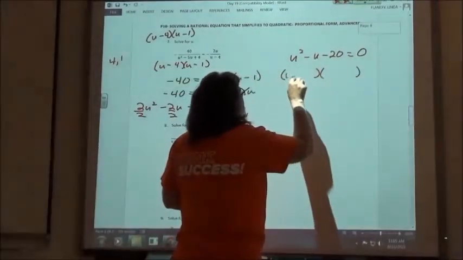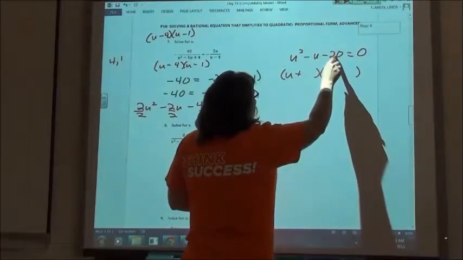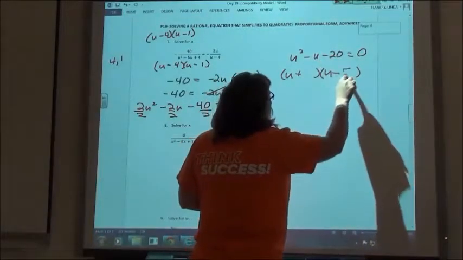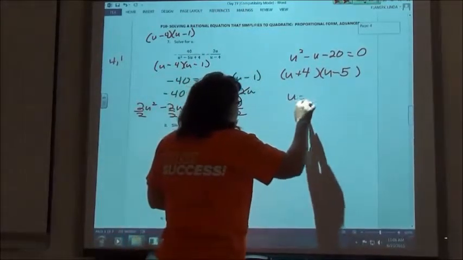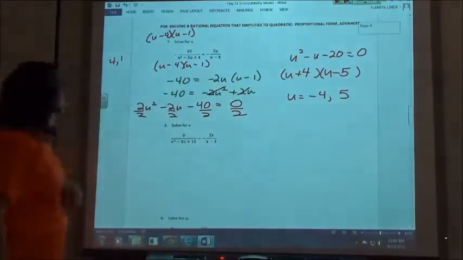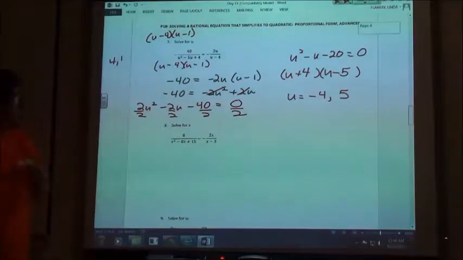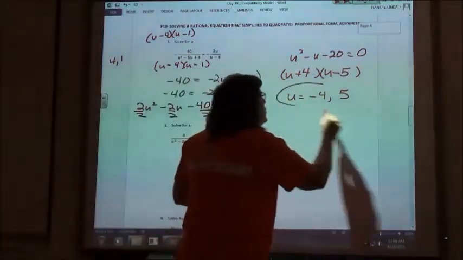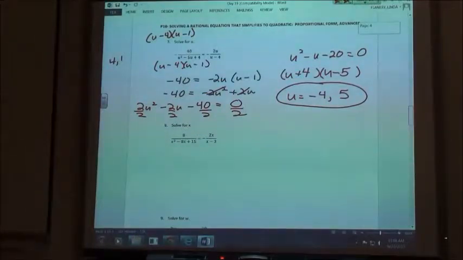So factoring u and u, a plus and a minus. Factors of 20, I want a minus 1, so I'd have to have a minus 5 and a positive 4. Which means my two possible answers are negative 4 and positive 5. I had 4 and 1 as restrictions, which isn't either of those two things, so those both should be okay. Negative 4 and 5 should be my answers.